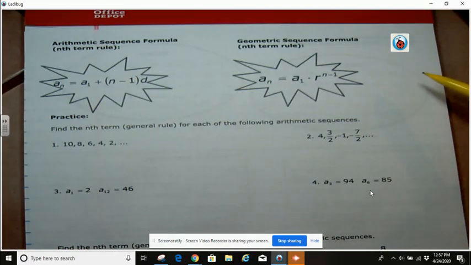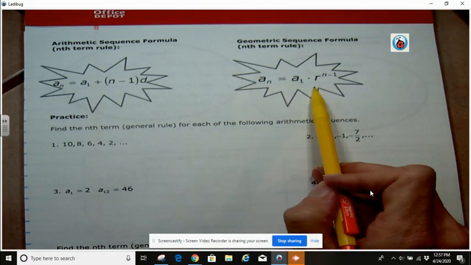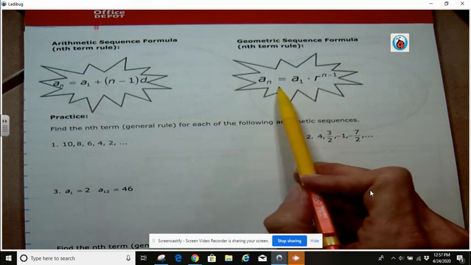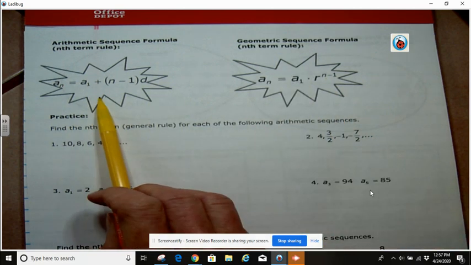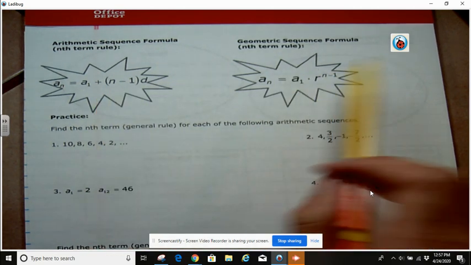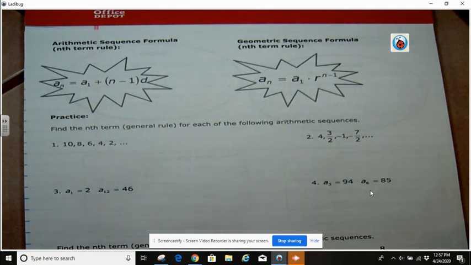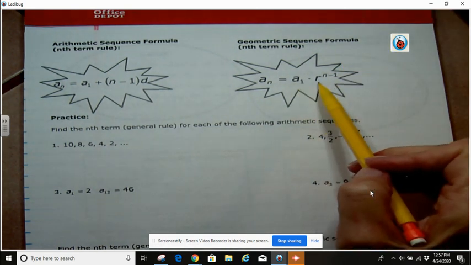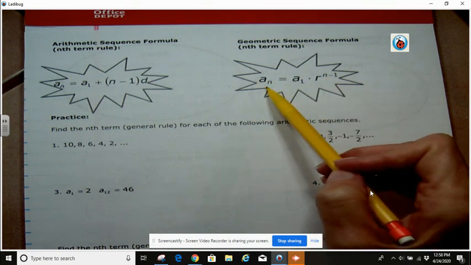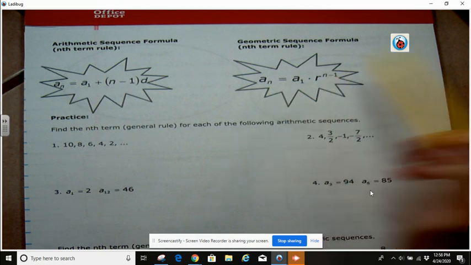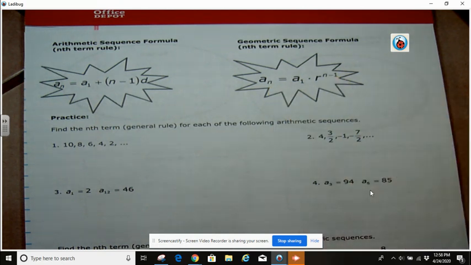Our geometric sequence formula, we have sort of the same thing, except instead of D, we use R. A sub n equals a sub 1 times R to the n minus 1. Remember, this is linear and this is exponential, and you can see the formula involves an exponent. Again, a sub 1 is the first term. R is what you are multiplying each time to get from one term to the next. N is which term we are talking about, positive integer, and a sub n is the value of the term that we're talking about.